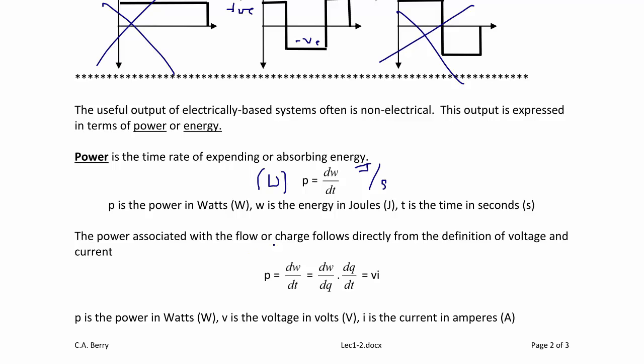The power associated with the flow of charge follows directly from the definition of voltage and current. Since p is equal to dW/dt, voltage is dW/dq, and current is dq/dt, power is equal to v times i, and we use this equation extensively in class. p is equal to v times i, where voltage is in volts, current is in amperes, and power is in watts.